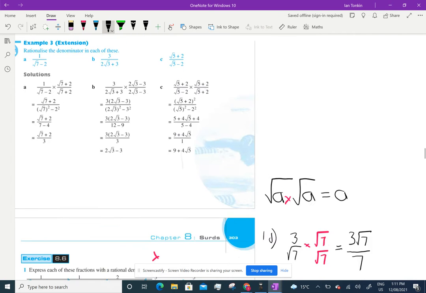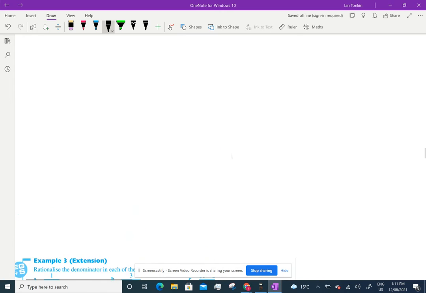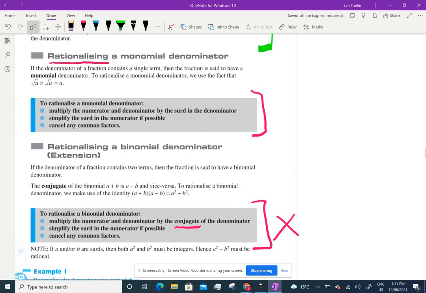Now, whenever you talk about learning intentions and success criteria and things like that, our success criteria can basically be this sort of stuff here. What do I do? How do I achieve success? Well, number 1, you multiply the numerator and the denominator by the surd that is in the denominator. Number 2, simplify the surd in the numerator if you can, so up the top, if there's a way to simplify it, like to pull out square numbers or cancel anything. And then finally, you cancel any common factors. So they're our success criteria.